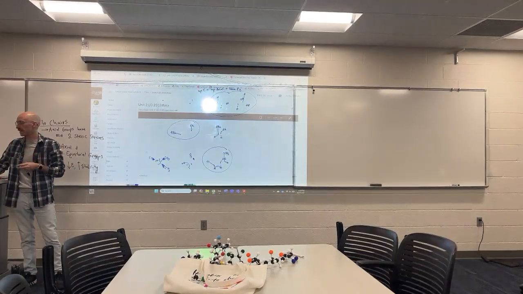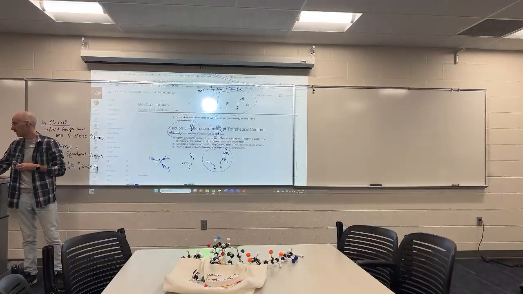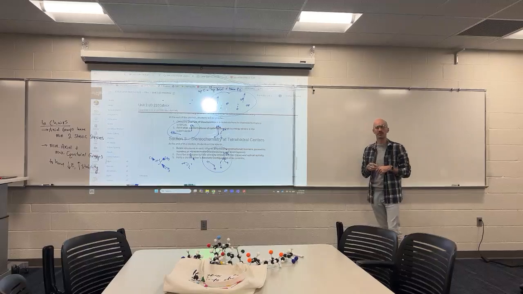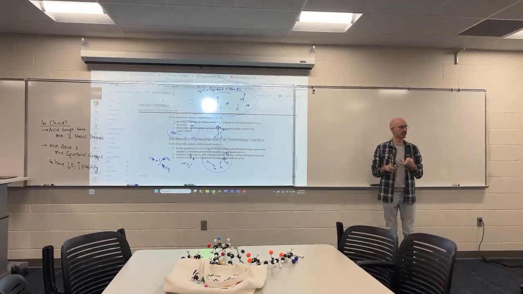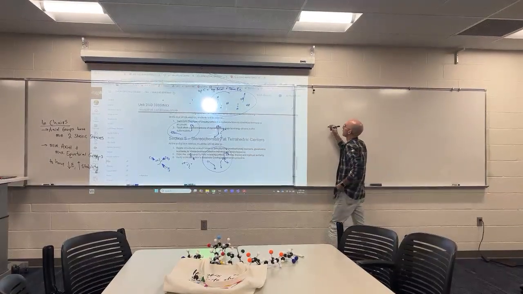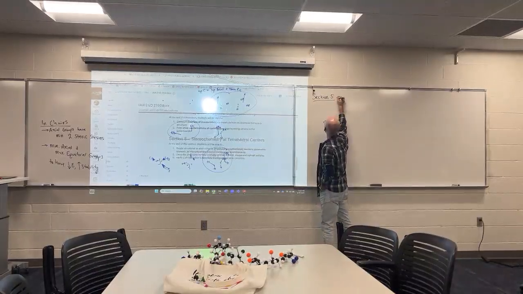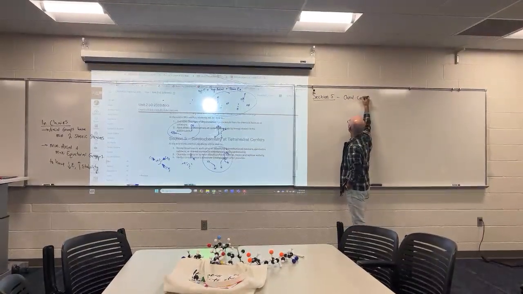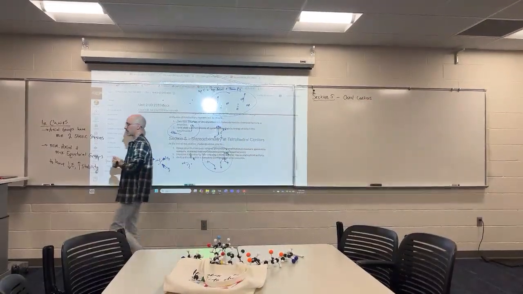Okay. Then this gets us into section 5, which is on stereochemistry. We've been talking about stereochemistry in terms of Newman projections, chair conformations, and wedges and dashes, all stereochemistry. So now in section 5, we're looking at the tetrahedral carbon and how this gives us chiral centers.